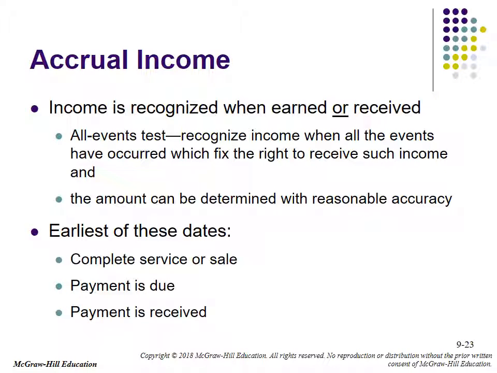Accrual, on the other hand, is income recognized when earned or received, and we follow what's called the all events test. We recognize income when all the events have occurred which fix the right to receive such income. So we've done our job at the company, and we have a right to receive the money, and the amount can be determined with reasonable accuracy, even if we didn't get it yet. So the earliest of these dates that we would report income is complete service or sale, payment is due, payment is received.